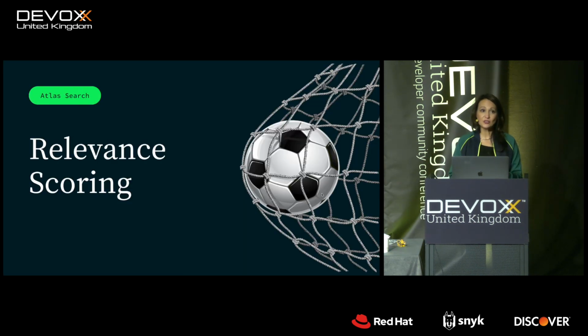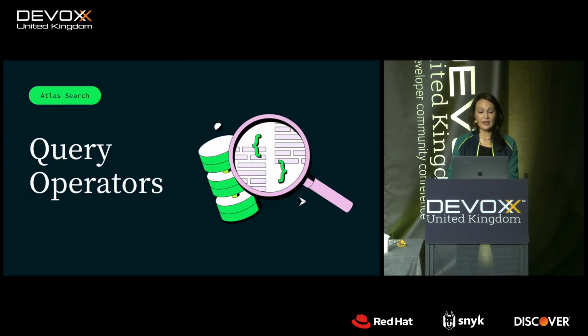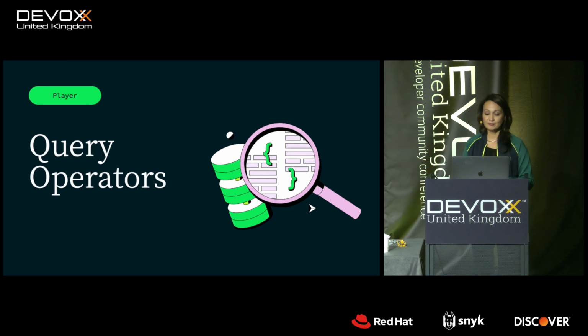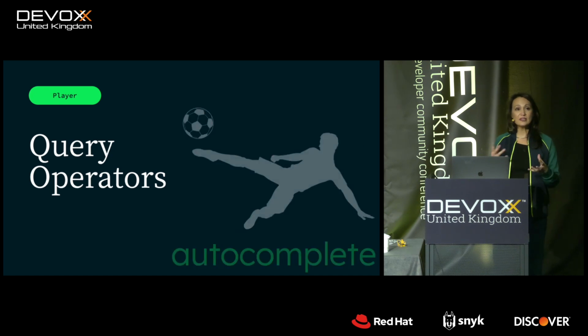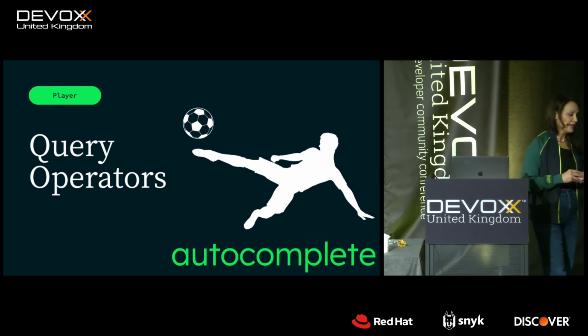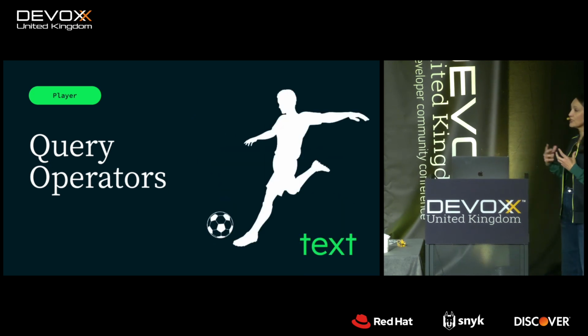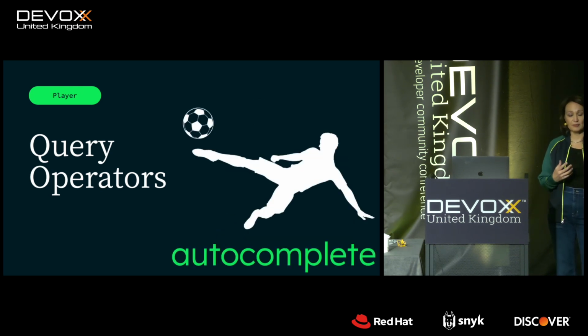Now we talked about relevance scoring, so it's really important. And we talked about our basic Atlas search query. And inside, now we can talk about different operators. So operators, we used text in that one, but we have lots of different operators that you could use. You could use range, you could use text, you could use phrase, depending on what your data is. This is all going to be custom.